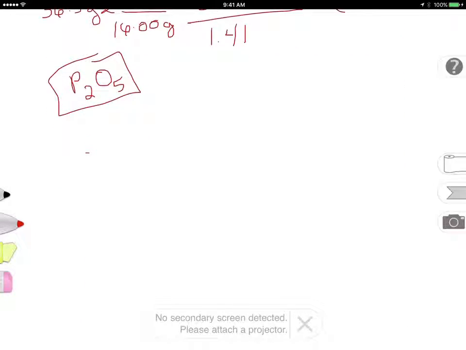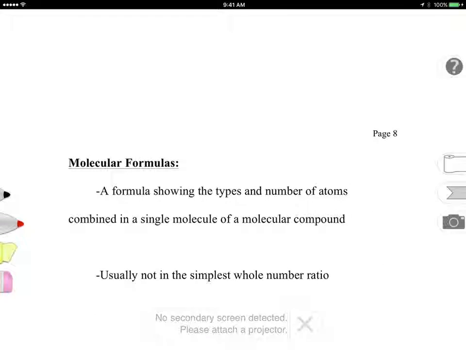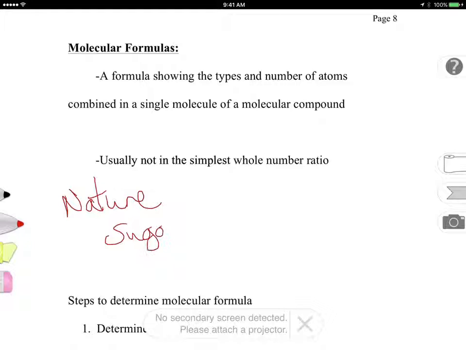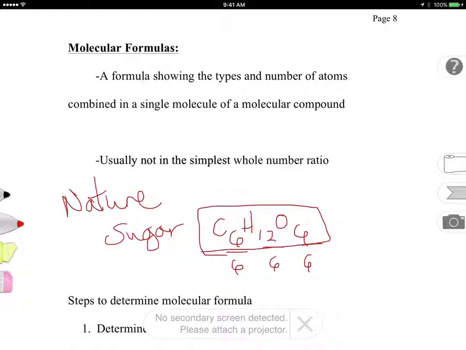Next one. Molecular formulas. Molecular formulas are what actually happens in nature, okay? Because, for example, sugar, when plants do their photosynthesis, the sugar that they produce is C6H12O6. That's the molecular, because that's what we see in nature, but we could easily divide all three of those by 6, okay? So again, the molecular is what we see in nature. The empirical is when it's divided by its smallest whole number ratio, okay?